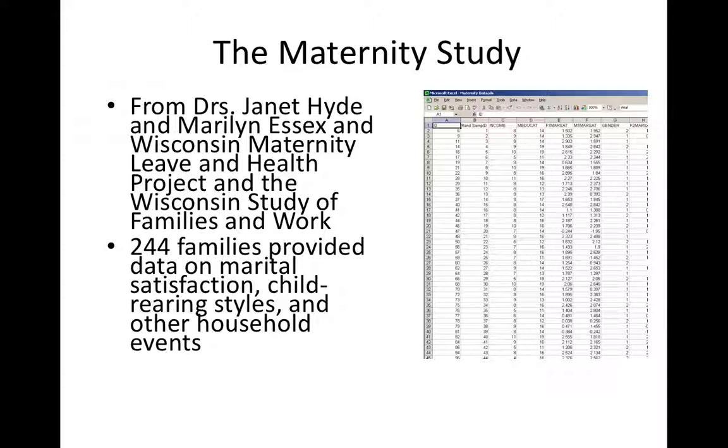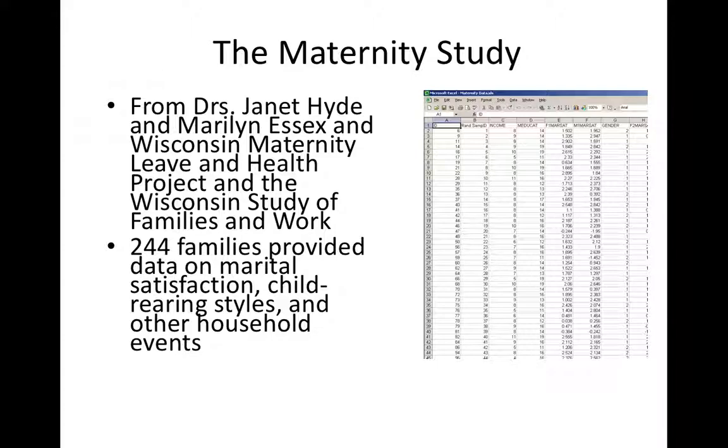The second study is from Drs. Janet Hyde and Marilyn Essex at the Wisconsin Maternity Leave and Health Project, and the Wisconsin Study of Families and Work, and this is what we call the Maternity Study. This was about young couples. I don't know that they were particularly young, but they were having their first child together, and this was a study about how that impacted their life.